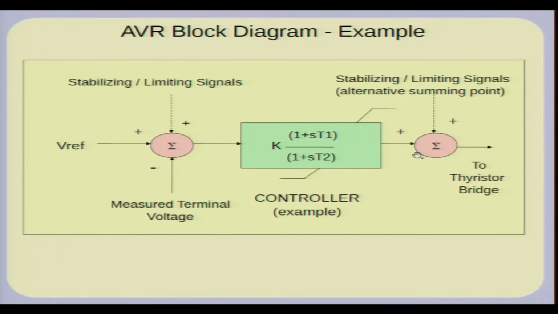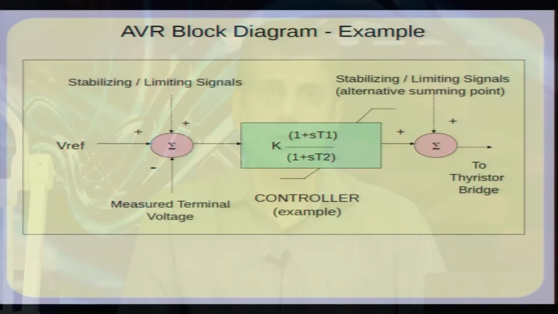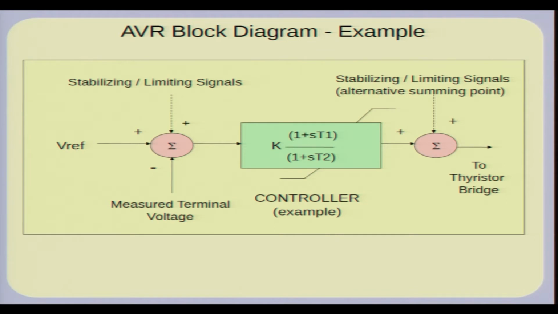In fact, most of today's AVRs are implemented using digital control systems, where the set point is set digitally and the measured terminal voltage is sampled, and all these control algorithms, or these controllers, are implemented using a digital control system, that is, using a computer. Now, the output of the AVR goes to the thyristor bridge, which is in fact the delay angle.